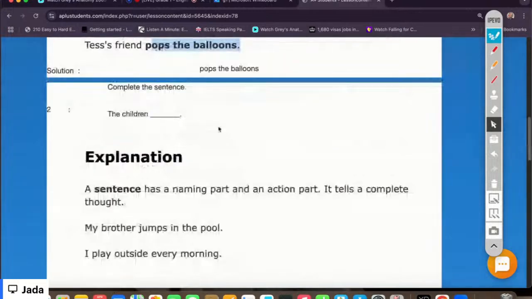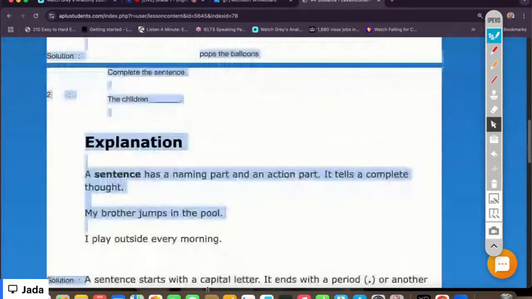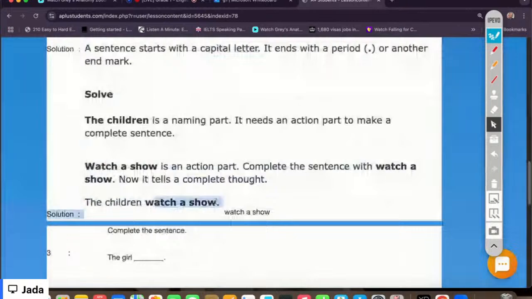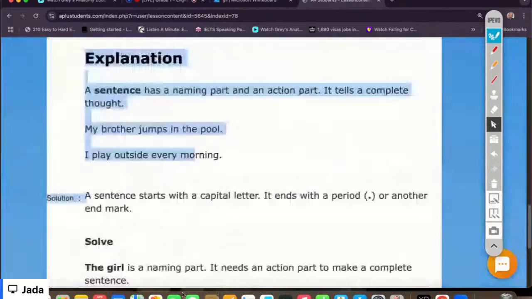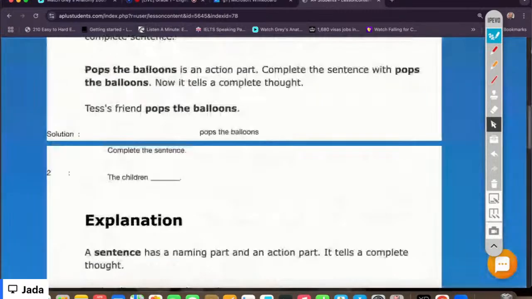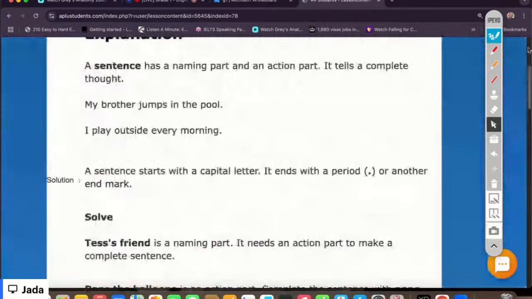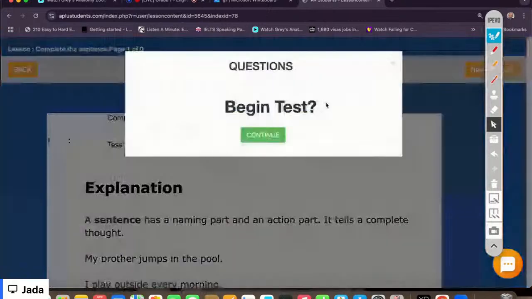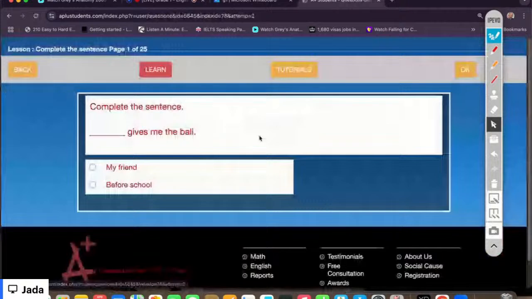So we have the children. We need the action part. So "the children watch a show" is the best action part here. Okay, we have the girl. What happened to the girl? The girl drinks some milk. So that's the action part. In this particular lesson, you have to complete sentences. If we have a naming part, which is either the girl or the boy, anything as a naming part, we need action parts as well. Okay, so moving on to the test.